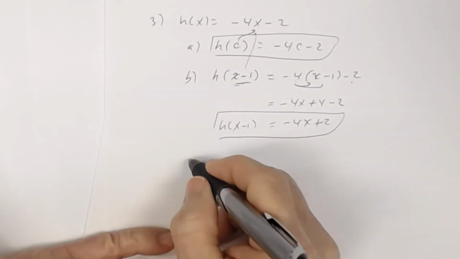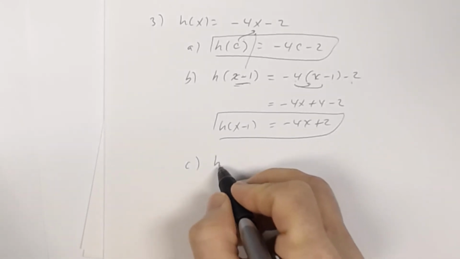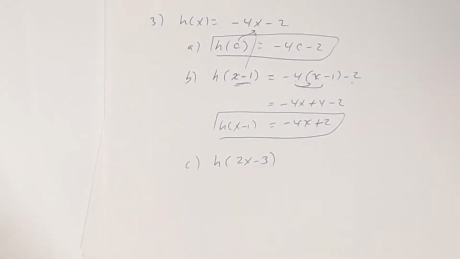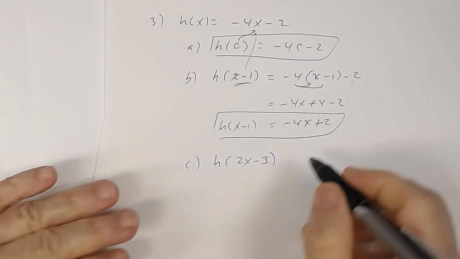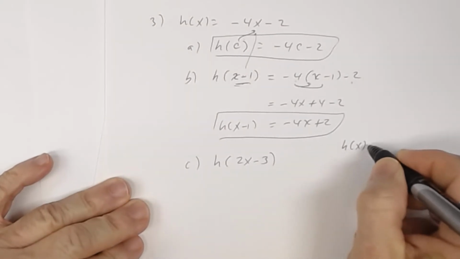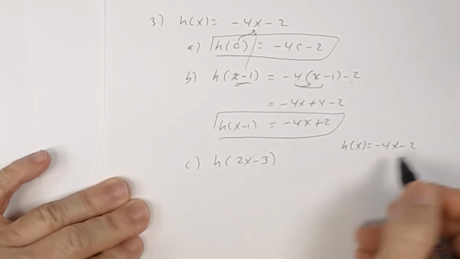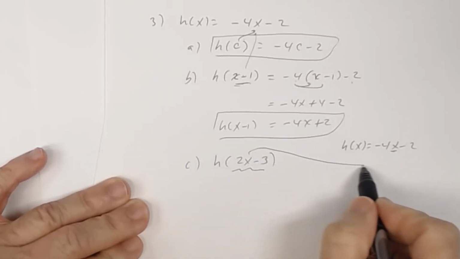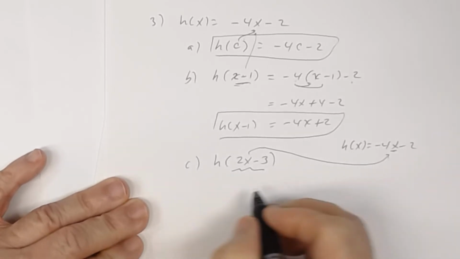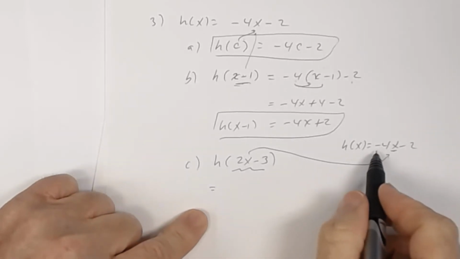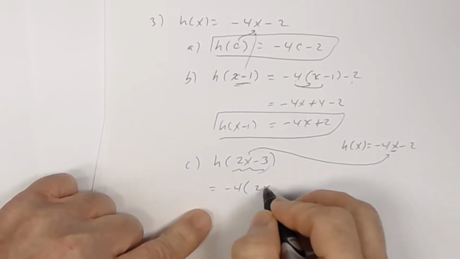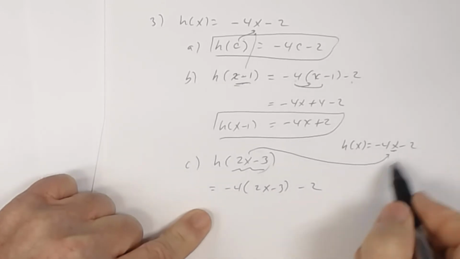All right, letter C. Suppose I want to find h of 2x minus 3 instead. Same idea. I'm going to rewrite the function. This is my function. Wherever I see the variable x, I'm going to substitute what's inside the parentheses. Notice I'm drawing arrows to it. So this becomes negative 4 times x, which becomes this now, and then minus 2.